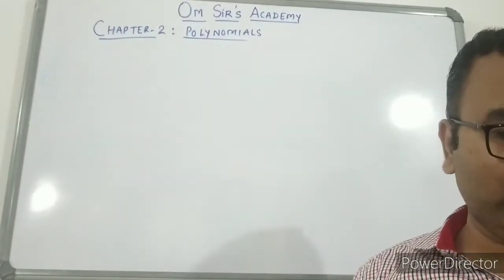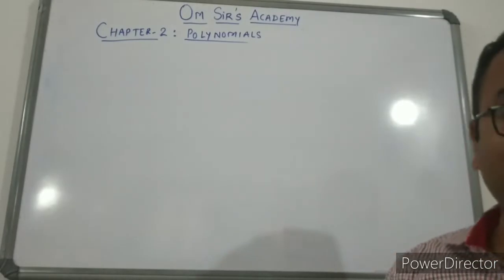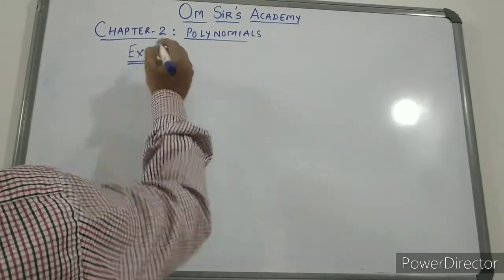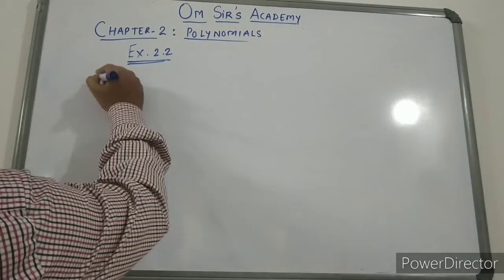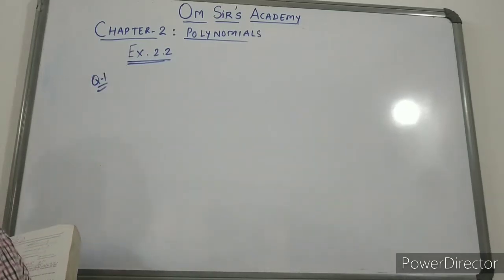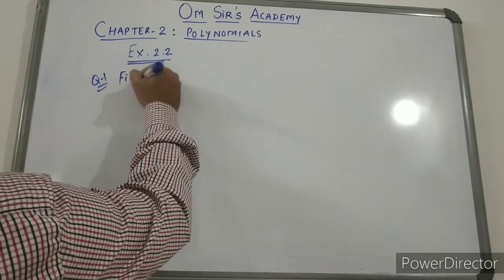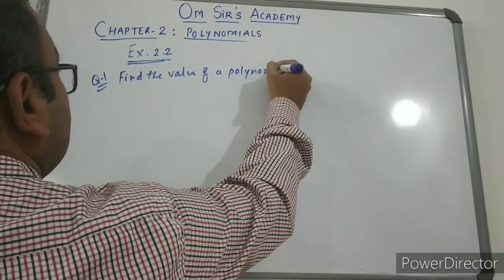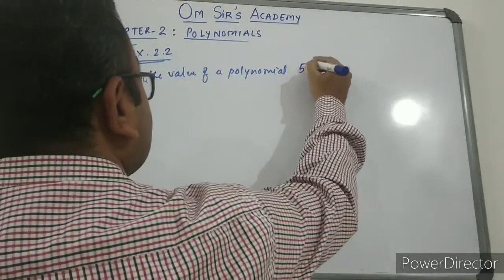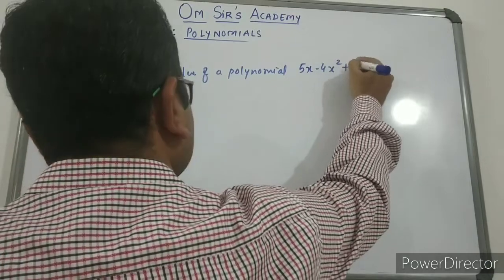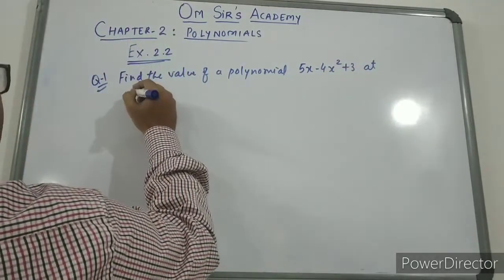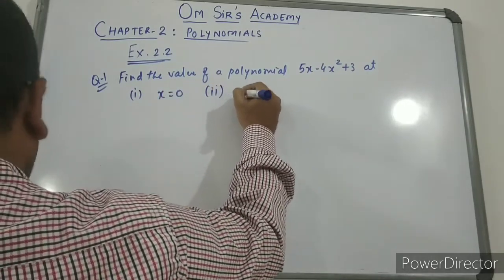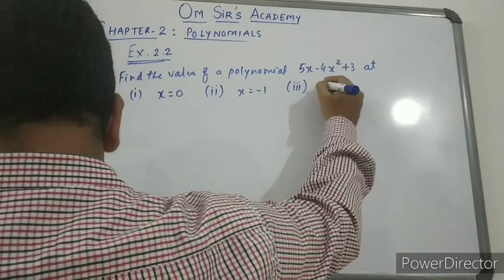Friends, now we are going to start the third part of the video, that is exercise 2.2 of our textbook. Page number 34. See the first question. Find the value of a polynomial, which is the polynomial 5x minus 4x square plus 3, at three given values. First is x equals 0, second is x equals minus 1, and third is x equals 2.